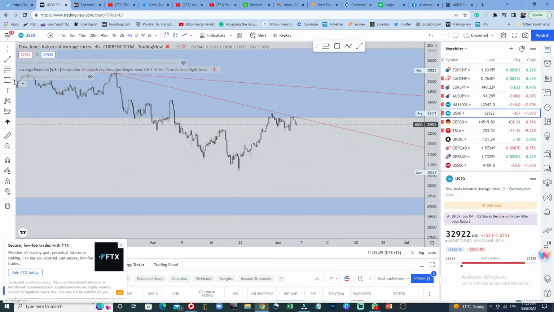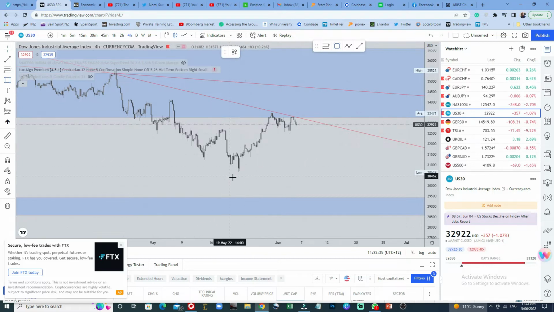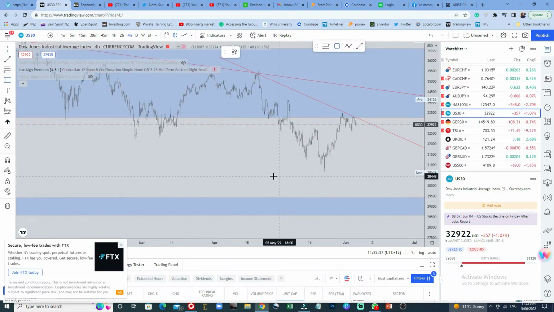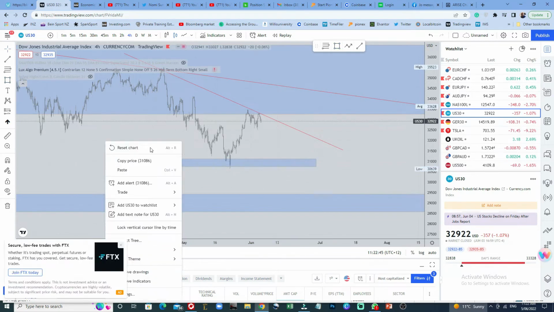Now what we want to do is, first of all, always pay attention to the latest structure close to where the market is. What I mean is, what is the latest structure? This is the latest structure. Here's the latest structure. So what I want to do is I just draw my structure level here.